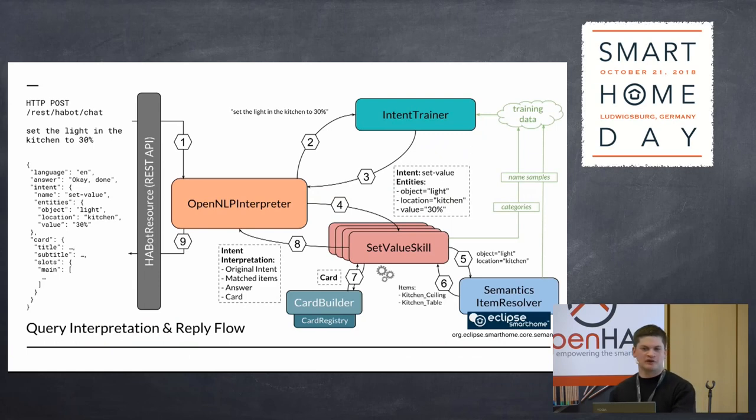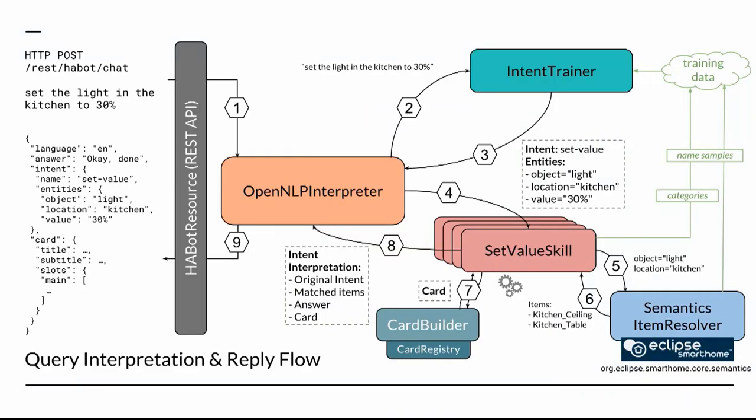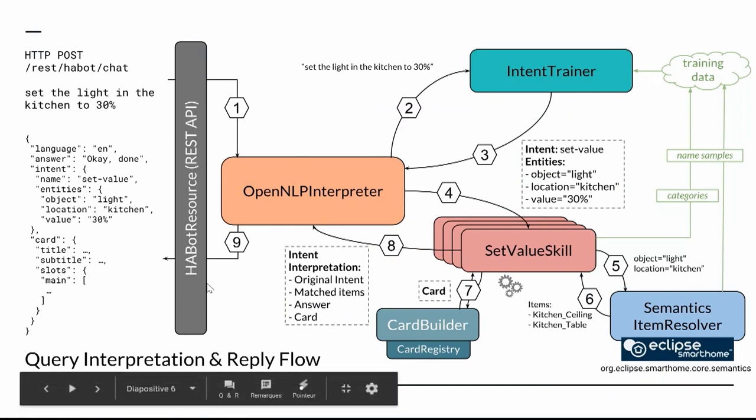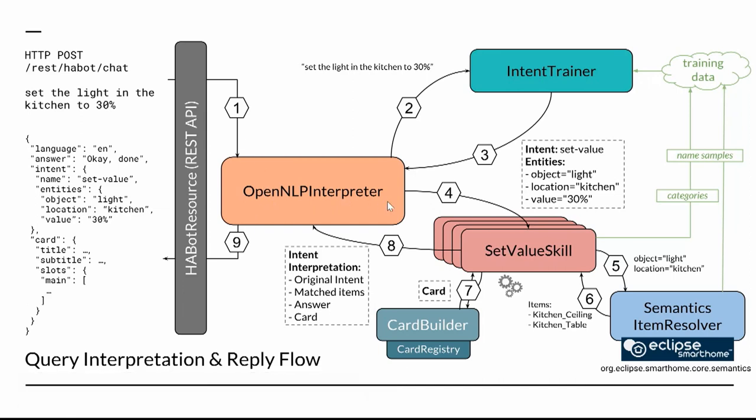So how does it work in a nutshell? The web app will make a request to the REST API. So for instance here, set the light in the kitchen to 30%. This will get into a REST API resource and be passed over to the openNLP interpreter, which will, in turn, feed the sentence to what I call the intent trainer, which is in charge of analyzing the sentence and outputting this intent. This means from this sentence, it was able to classify the intent to set value and extract object equals light, location equals kitchen, and value equals 30%.